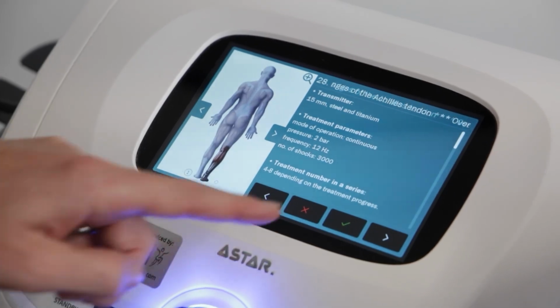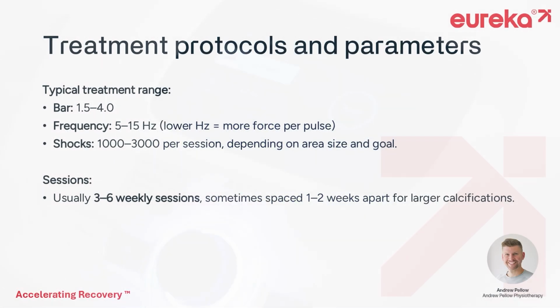Here are some key evidence-based notes for the treatment protocols and parameters. Typical treatment ranges: bar 1.5 to 4, frequency 5 to 15 Hz. Remember, lower Hertz equals slower delivery and more force per pulse. Shocks 1000 to 3000 per session, depending on area size and goal.